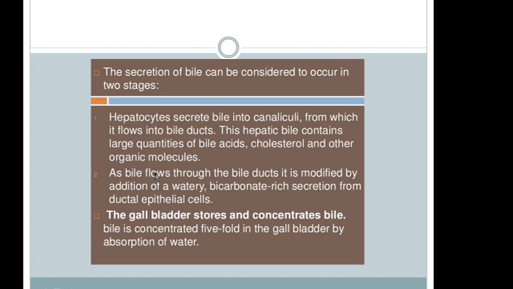when it enters into the bile ducts of the common bile duct, where the cystic duct joins, there is addition of watery bicarbonate rich secretion from the ductal epithelial cells. The gallbladder stores and concentrates bile. Bile is concentrated 5-fold in the gallbladder by the absorption of water.